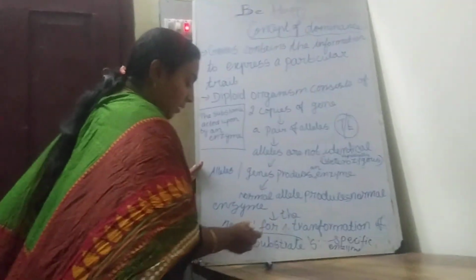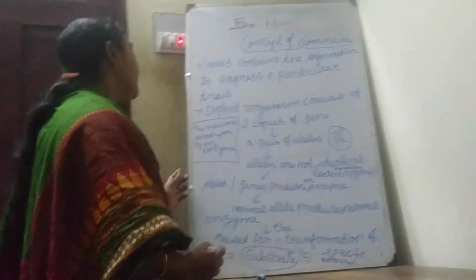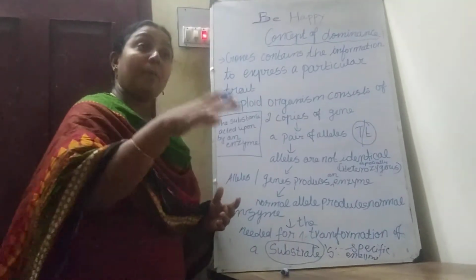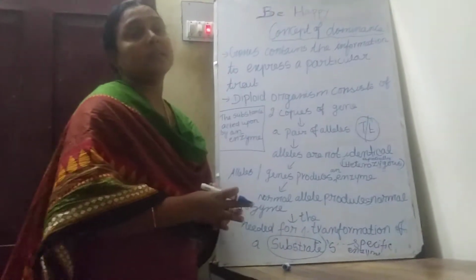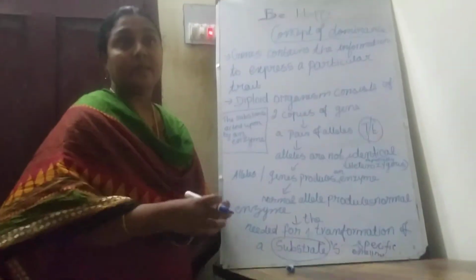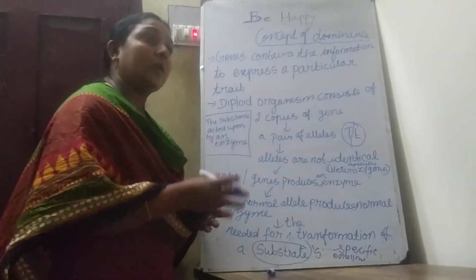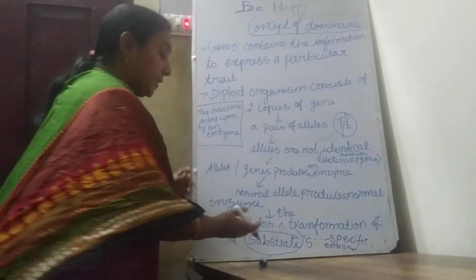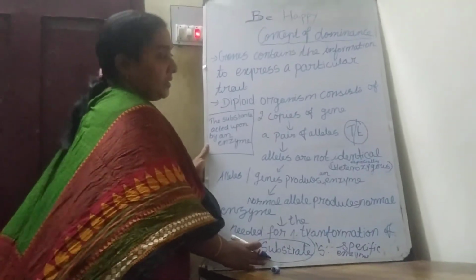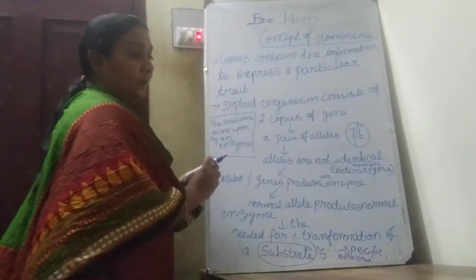So what is the meaning of substrate? The substance acted upon by an enzyme is called a substrate. Once again, what is the meaning of substrate? The substance acted upon by an enzyme is called what? Substrate. Then what will happen?